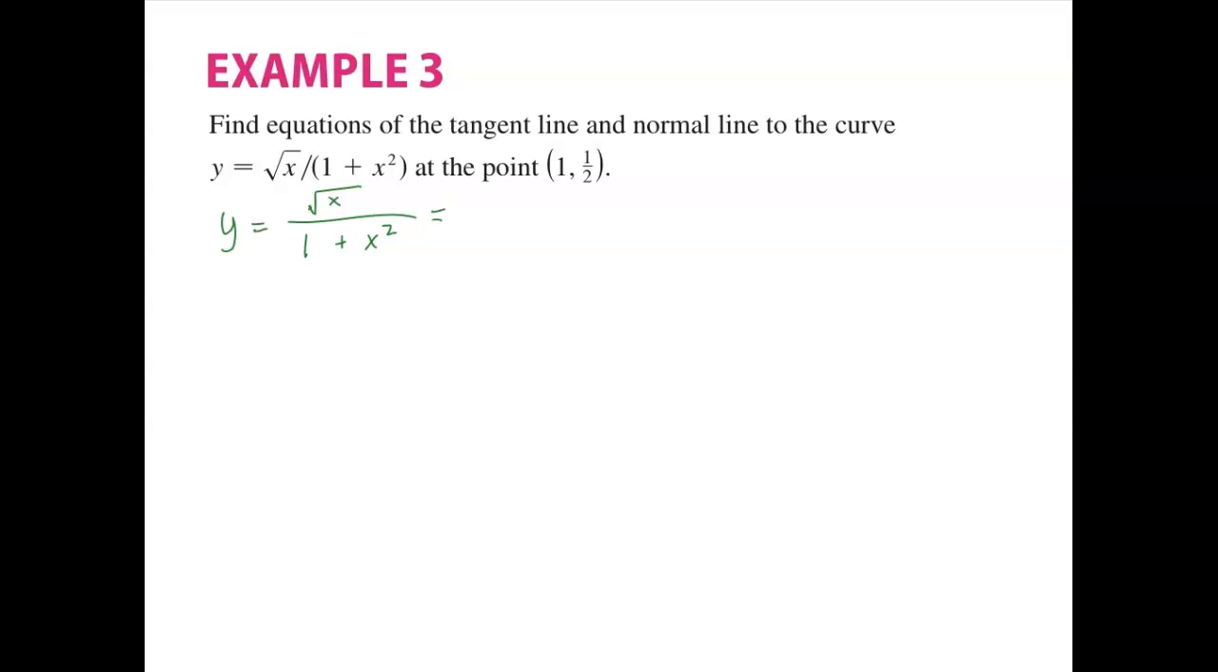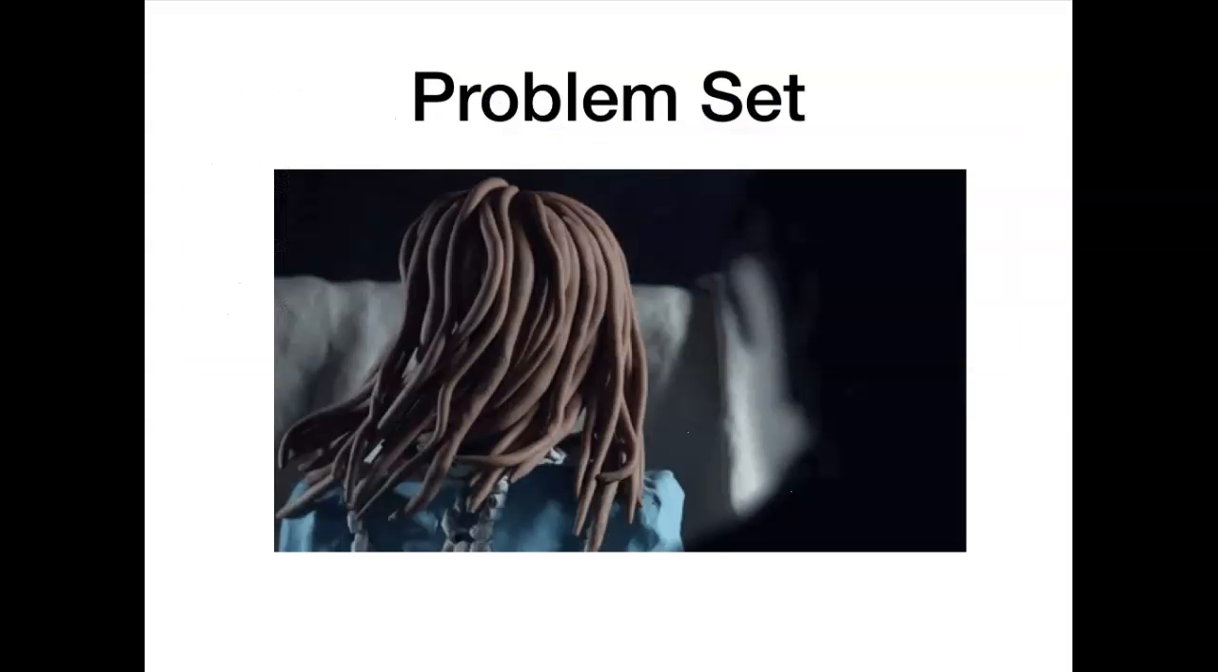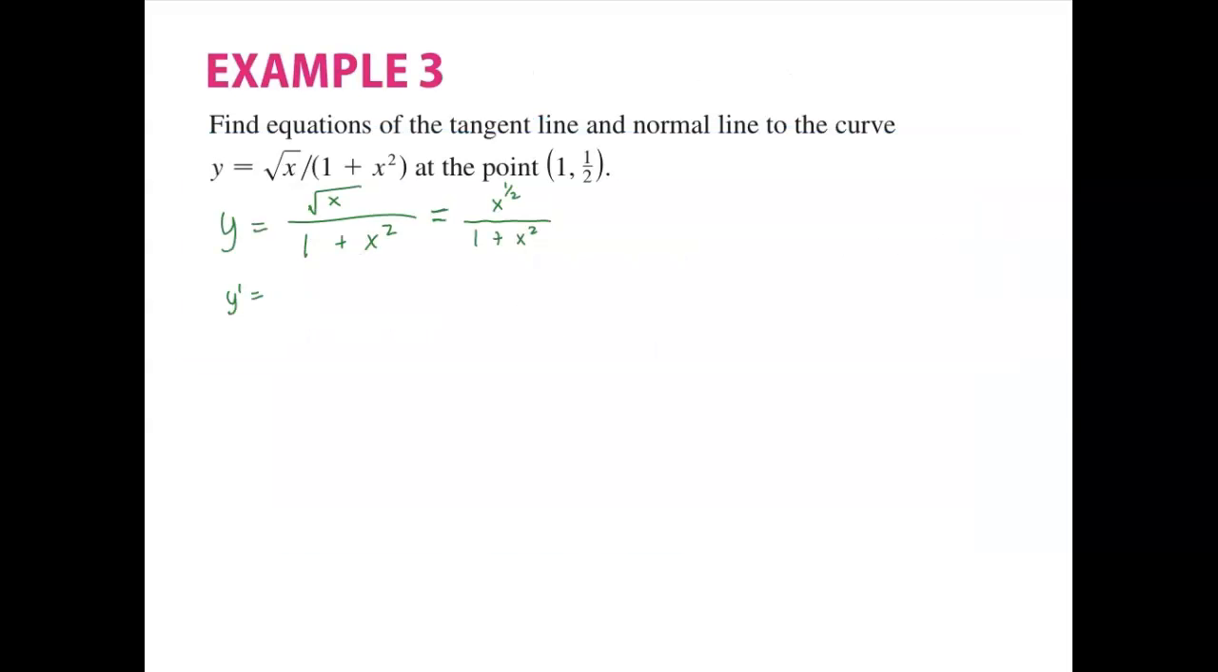First thing I do if I have a function that has a radical in it before I do any calculus to it, we're going to rewrite that radical as an exponent. Right? So √x just becomes x to the 1/2. Now, because the quotient rule is messy, I'm going to do it in 2 steps. So I'm going to use my differentiation operator. So here we go. Y prime equals.